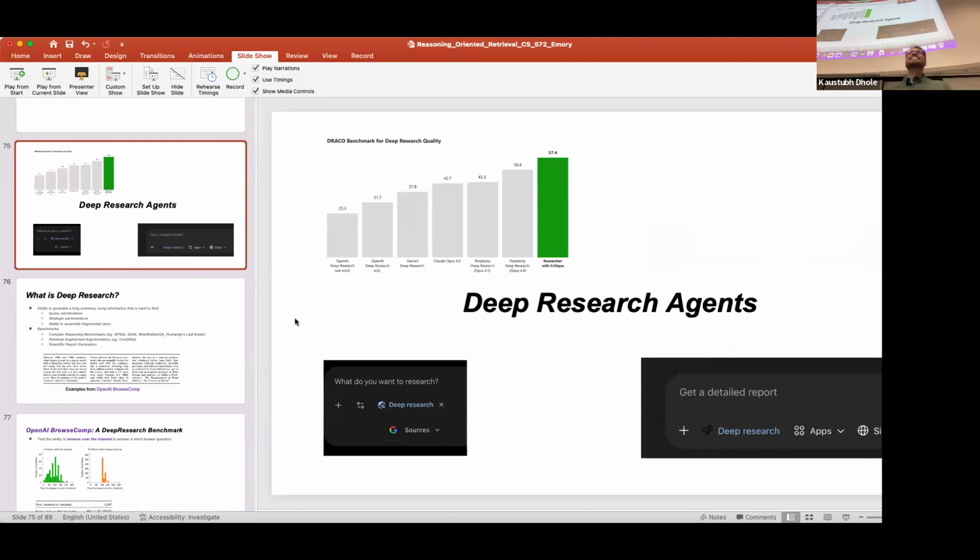Yeah. So essentially, this is the most interesting part of, I would say, today, 2026, 2025, which is deep research agents, and I'm sure most of you might have used this somewhere, like in Gemini or ChatGPT. Have you?